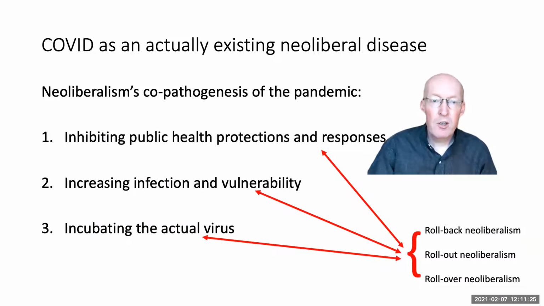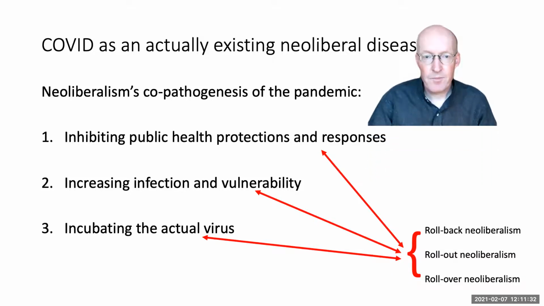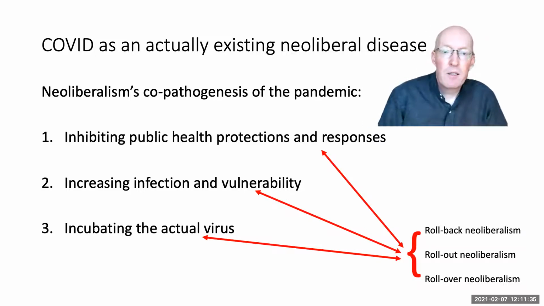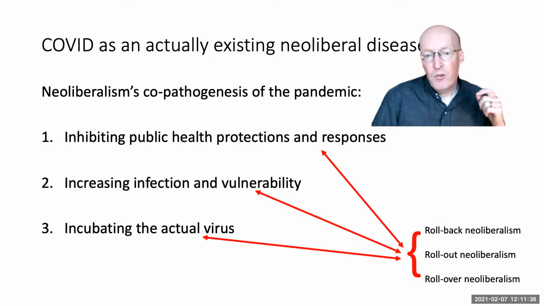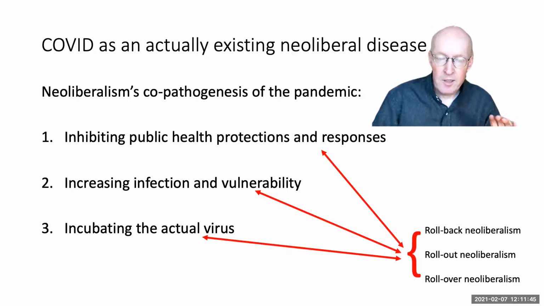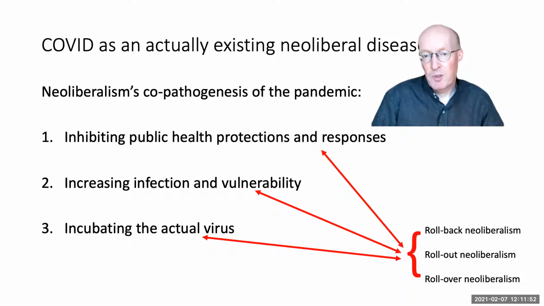But let's turn now to looking at COVID itself as an actually existing neoliberal disease. In this respect, I think we can identify at least three particular ways in which neoliberalism has become co-pathogenic in the context of the pandemic. It's clearly inhibited public health protections and responses. It's also increased infection and vulnerability. And more fundamentally, at a molecular level, we can also trace the incubation of the actual virus to certain forms of neoliberal market rule in China.